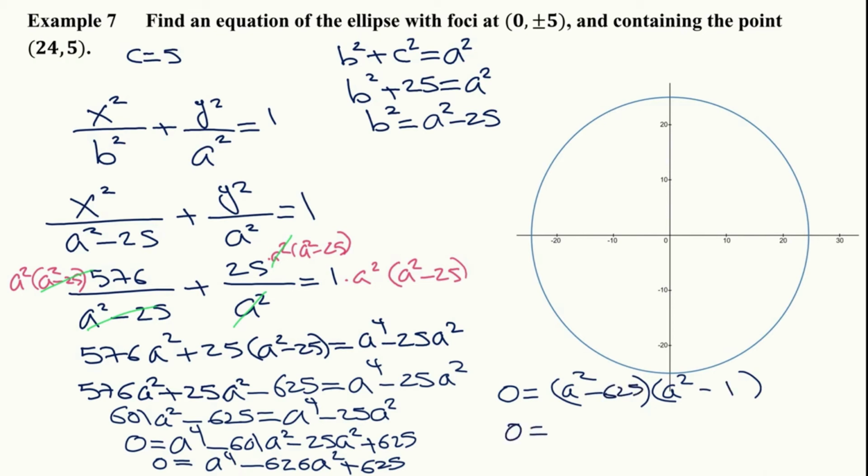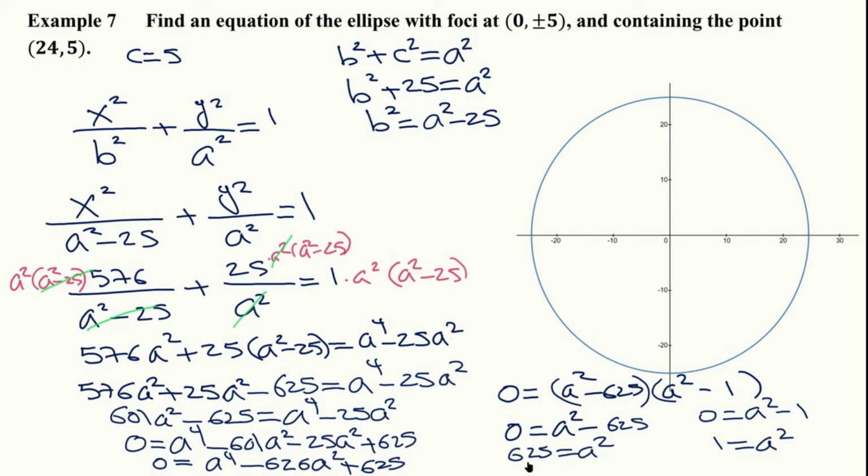So we get 0 is equal to a squared minus 625, or 0 is equal to a squared minus 1. So this one gives me 625 is a squared, or this one gives me 1 is equal to a squared. Now I don't really need to find a, because I'm going to need a squared to find b anyway, right? And for my equation, I'm going to need a squared and b squared. So I'm just going to go here and try to find b squared.